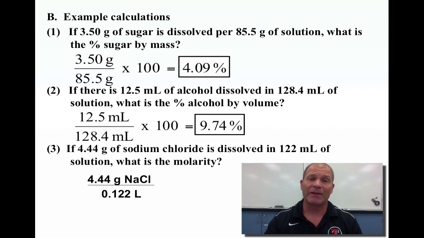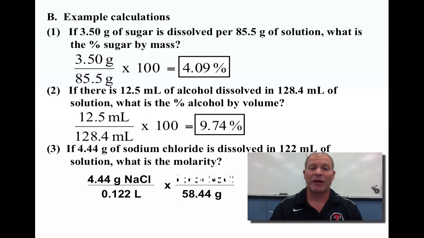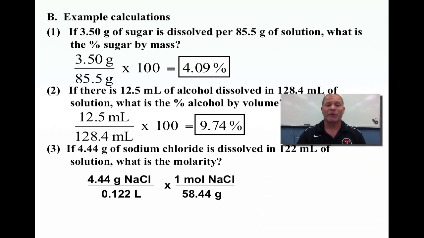So how do I get from mass to moles? Molar mass. And we get molar mass from the periodic table. Good job. So look up sodium chloride. Sodium chloride weighs in at 58.44 grams per every 1 mole. I put moles on top and grams on the bottom for one reason, so my grams cancel out and I change to moles.